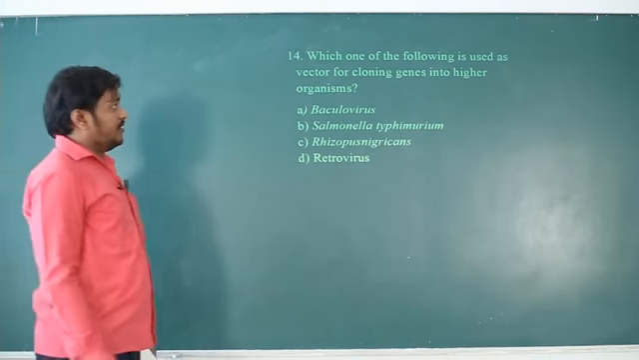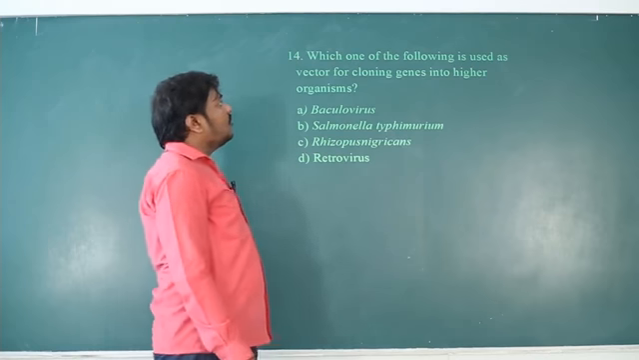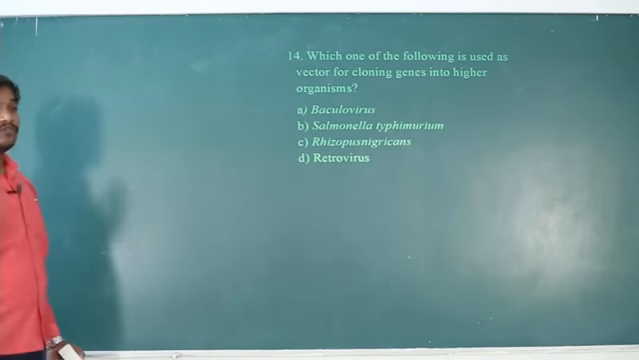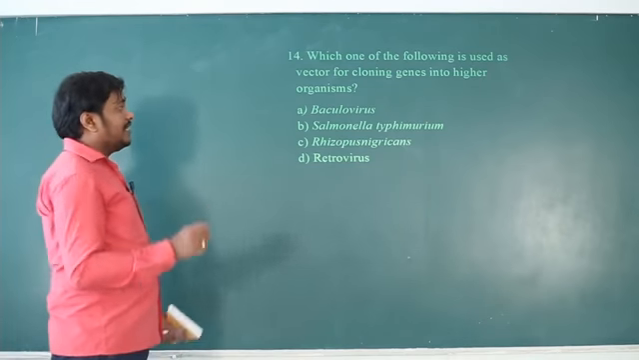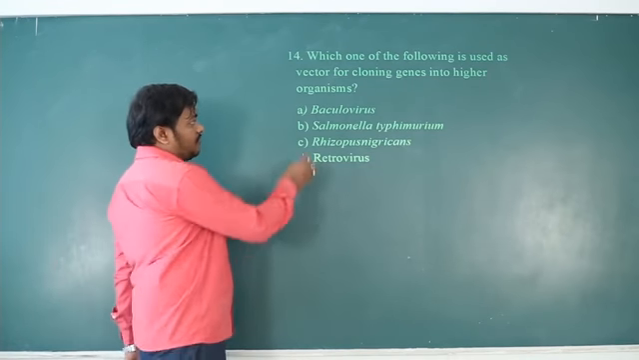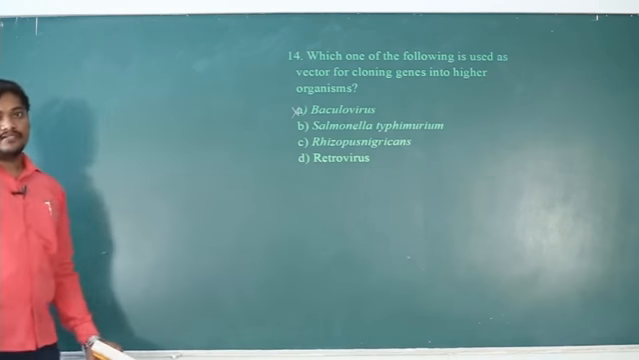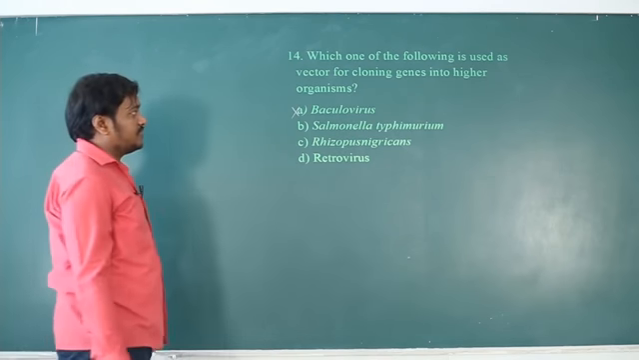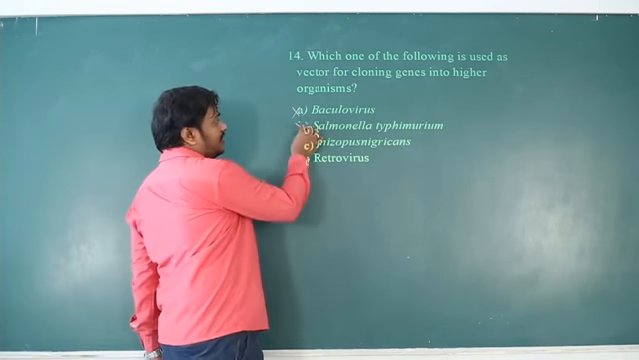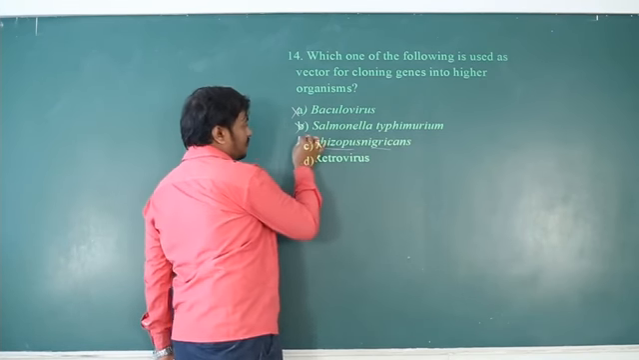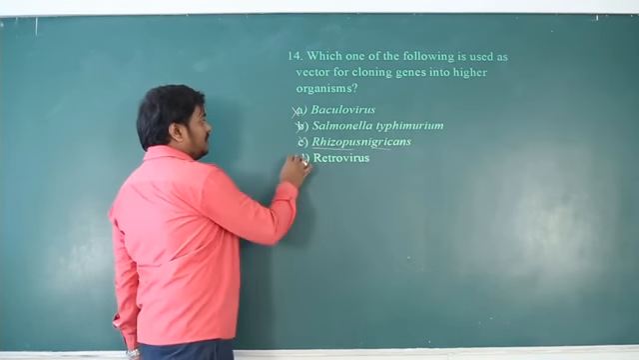Which one of the following is used as a vector for cloning genes into higher organisms? To transfer the gene we need into higher organisms, which one can be used? Baculovirus, no. Baculoviruses can be used as biocontrol agents; yesterday we discussed that. Salmonella typhimurium, no, it cannot be used. Rhizopus nigricans, no, it cannot be used. So retroviruses can be used.